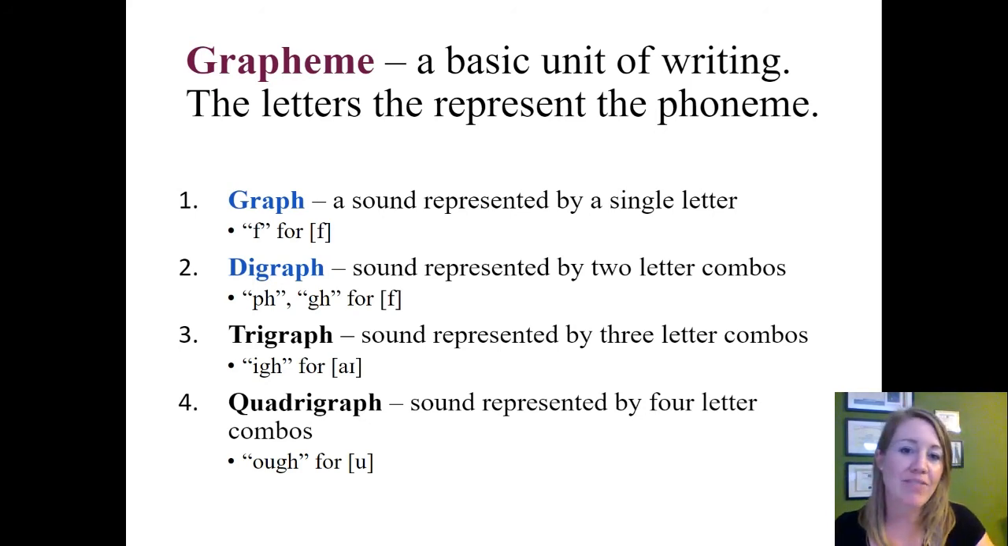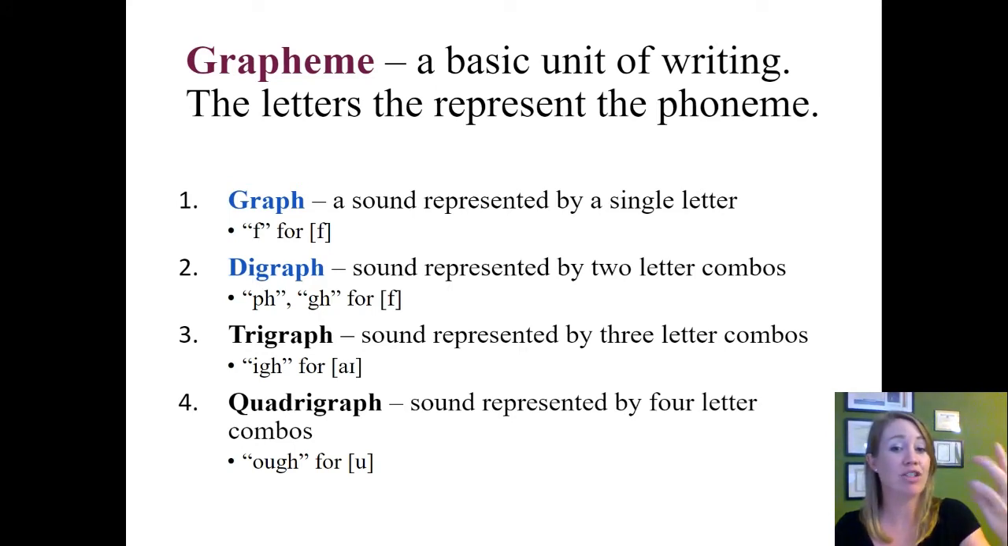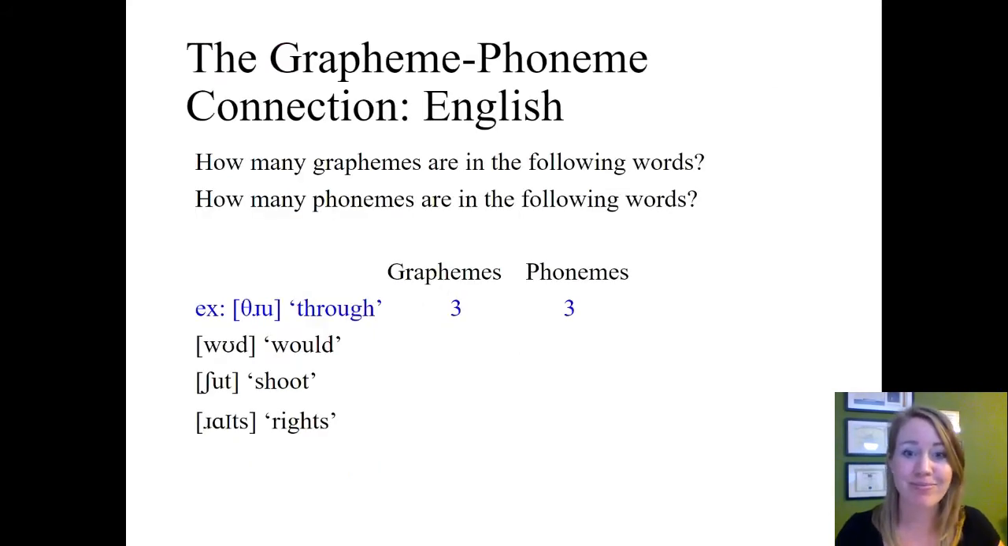There's a reason I have graph and digraph bolded, and that's because you are going to hear about this concept in other classes. If you haven't taken them already, you will come across these 2 terms again. They typically only talk about graphs and digraphs. They don't typically go into trigraphs or quadrigraphs, but you need to know that those concepts exist because they do, and you're going to be working with language learners, and you're going to find that occurrence in some of the words you're working with. Okay, so remember, grapheme is an umbrella term for types of graphemes. You can have graph, digraph, trigraph, or quadrigraph.